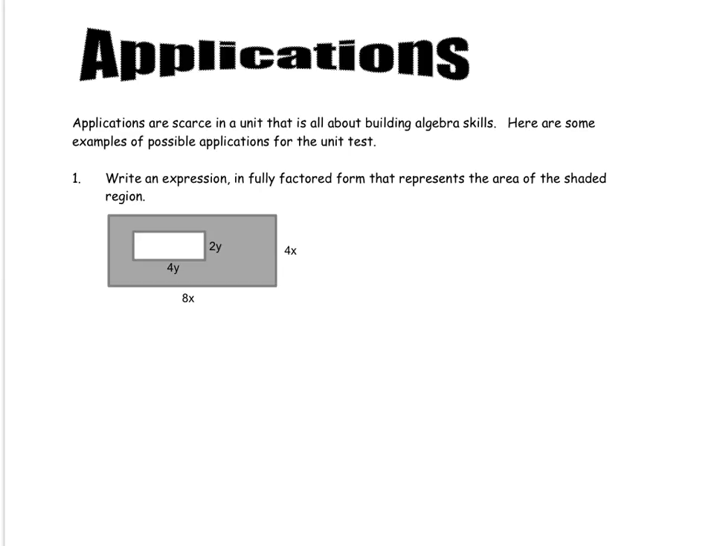So first we have this box shape with a shaded area. You've seen these before. And now I want you to write an expression in fully factored form that represents the area of the shaded region. So obviously, as we've done in practice, you need to first come up with an expression for the area of your shaded region. It's important that you do tell me you're finding the area as well.